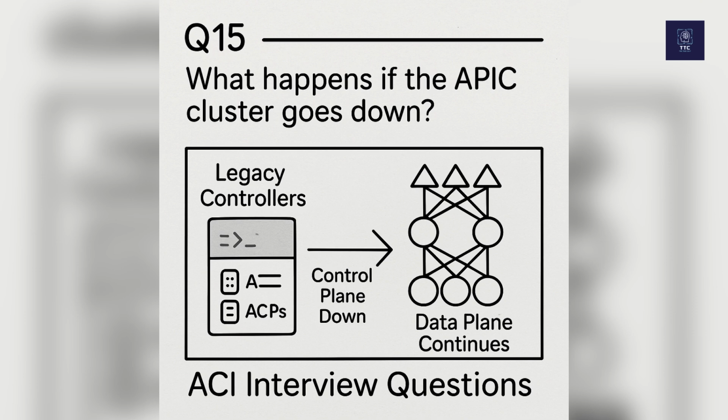What happens if the APIC cluster goes down? The APIC is the control plane. Policies and config are pushed from here. But the leaf spine fabric continues forwarding traffic using existing policies. You lose access to GUI and new config changes, but forwarding is not impacted.